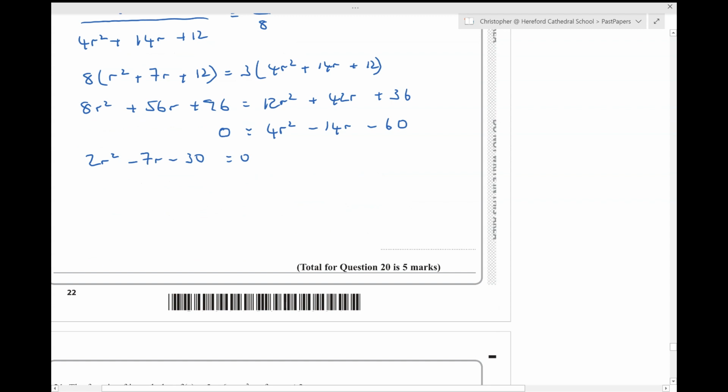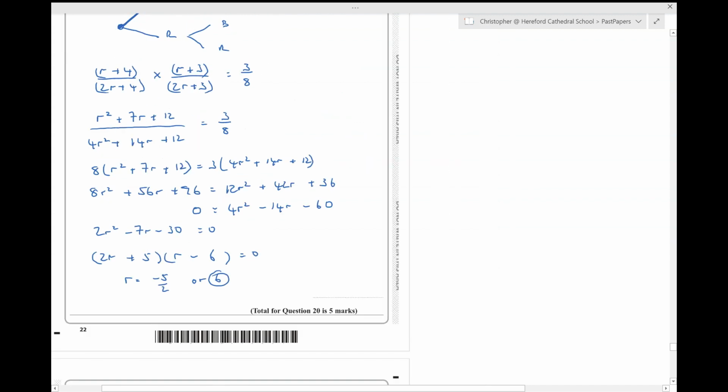Got to factorise this now. Let's have a look. Well, obviously it's going to be 2R in one bracket and 1R in the other. Now 6 5s are 30. If I had 6 2s are 12. If I did minus 12 and then plus 5 of the R's, that's going to give me minus 7R. So there we go. So that's going to mean that either R is minus 5 over 2. Well, that's ridiculous because you can't have a negative number of red counters, so it's not going to be that. Or R is 6. Clearly R is 6.